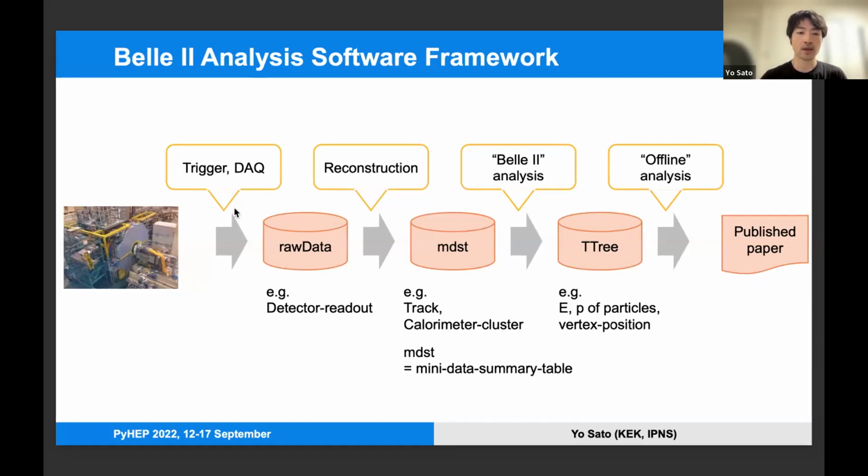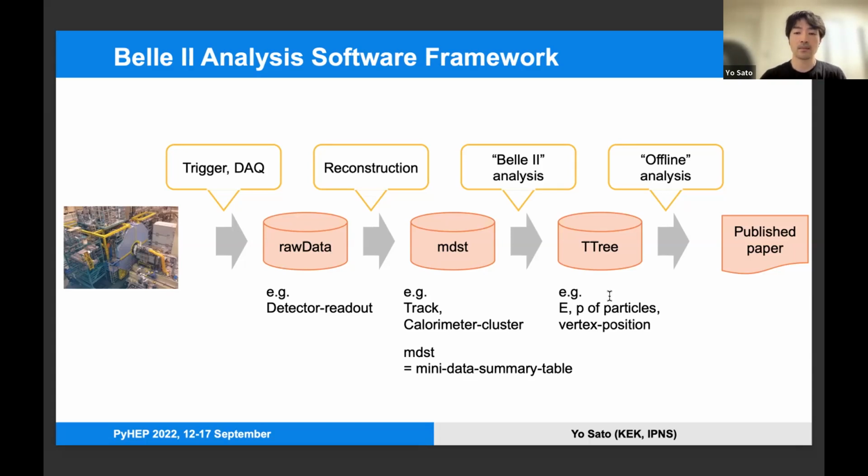So firstly, we have to trigger events and take data with the dedicated DAQ system. And its output is stored as raw data, like the detector readout. Then we have to reconstruct high-level objects, like tracks or calorimeter clusters. And such intermediate output is stored as the mDST object. And here mDST is Belle II jargon. It's a mini data summary table.